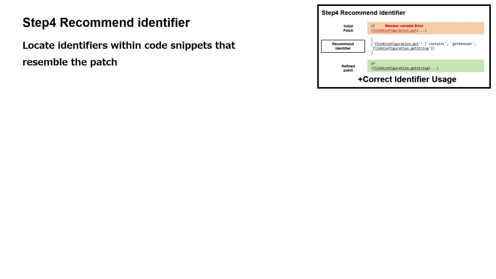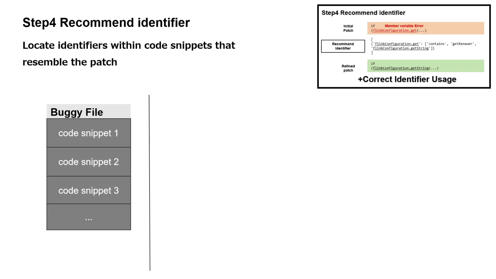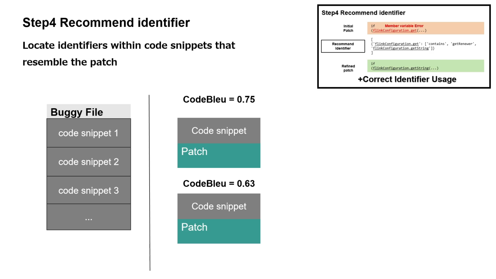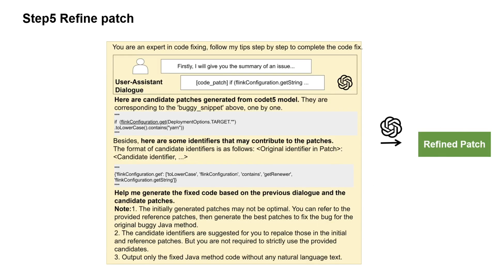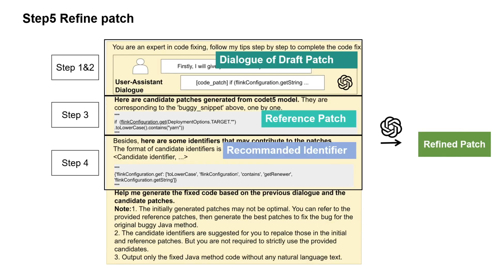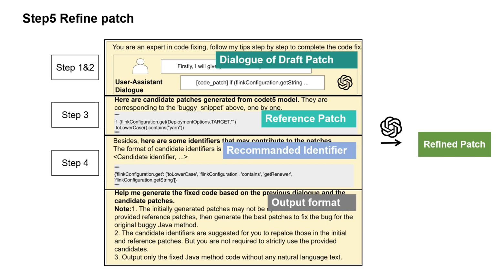As for identifier recommendation, we first find code segments that are logically similar to the patches, then establish recommendation relationships based on cosine similarity. We particularly recommend identifiers that only appear in the patch and not in the codebase files, as these identifiers are more prone to errors. Finally, in the 5th step, we provide the feedback from the previous steps to GPT-4, allowing it to output optimized patches in conjunction with the discussion history.